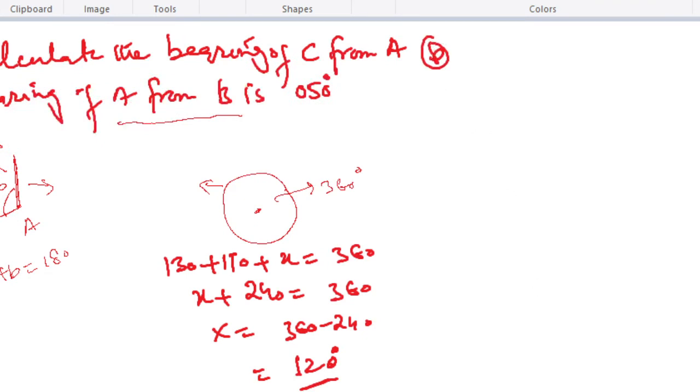Part B says, I'm making a diagram for part B. Here is a triangle.